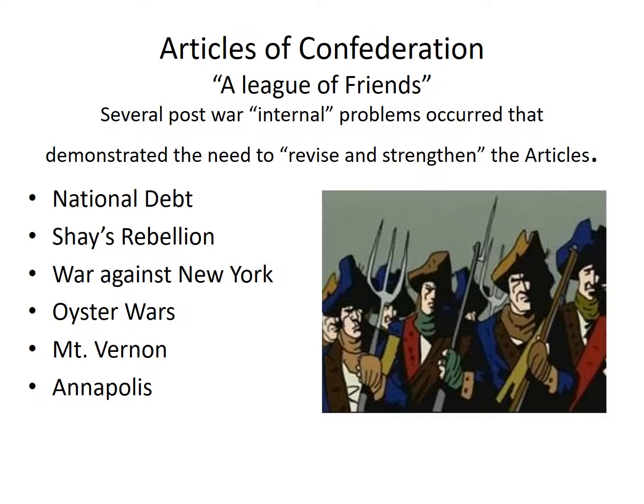Following the American Revolutionary War, the ex-colonies formed a loose confederation under an agreement called the Articles of Confederation. This was, like I said, a very loose organizational treaty. Each state was supreme. Each state was sovereign unto itself.